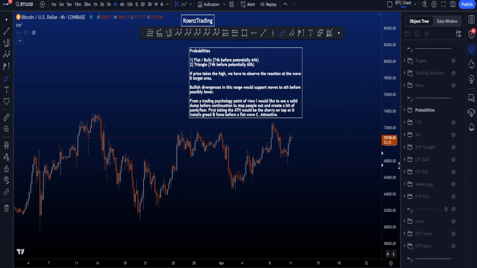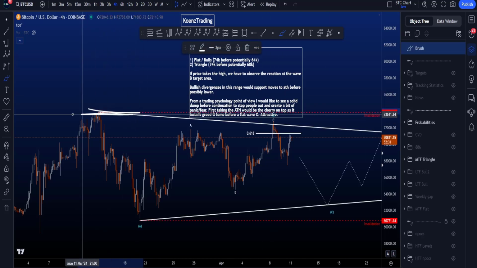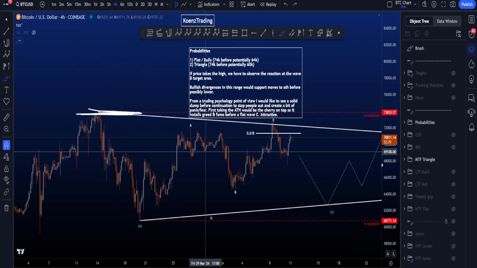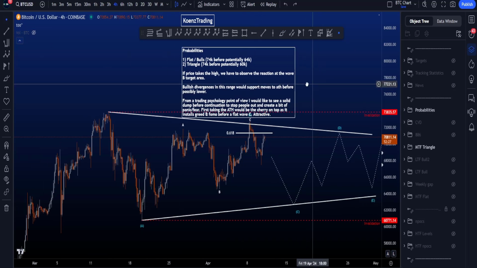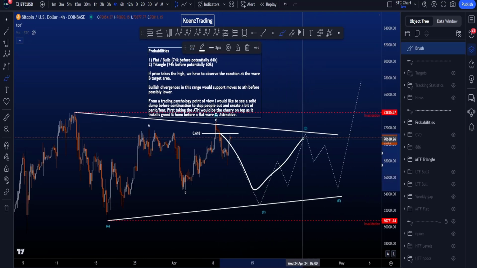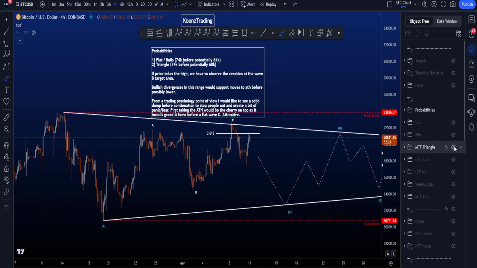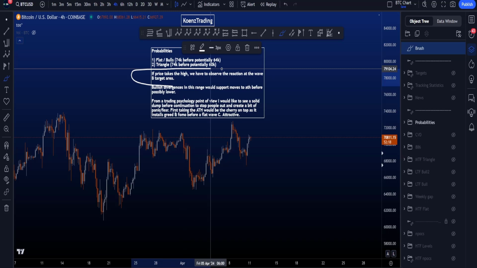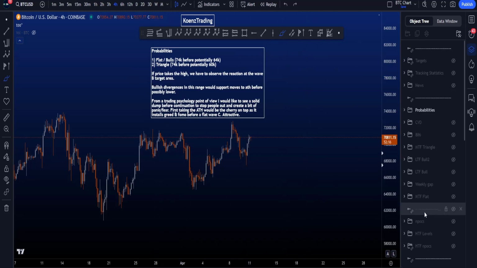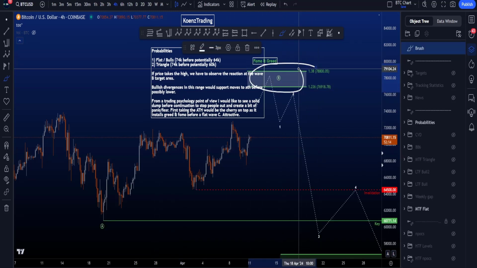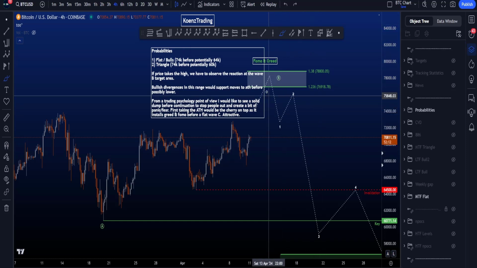On the number 2 spot, we have the triangle, but even in the triangle here, we then expect 74k to be taken before the 60k low, as we expect a continuation of the range here in a wave C, D, E, and taking this low would be an invalidation of a triangle. If price takes the high, we have to observe the reaction at the wave B target area to see if we do get continuation or a rejection to the downside. So this area is very, very important, and we have to wait and see what price does there.